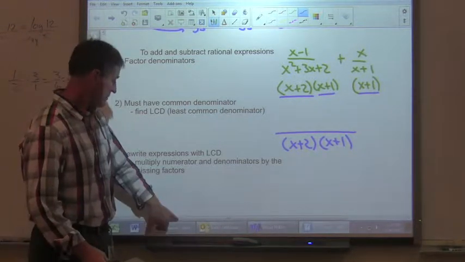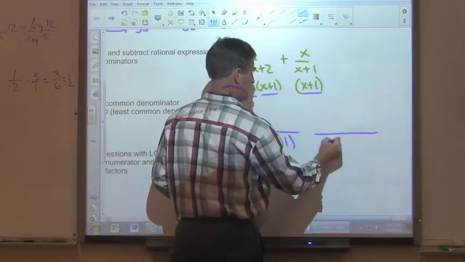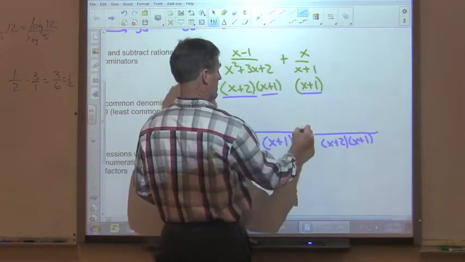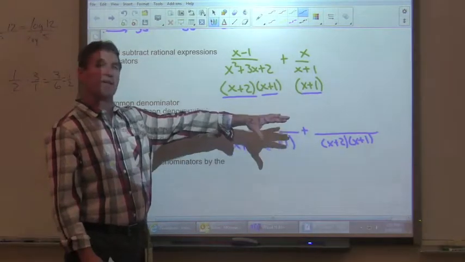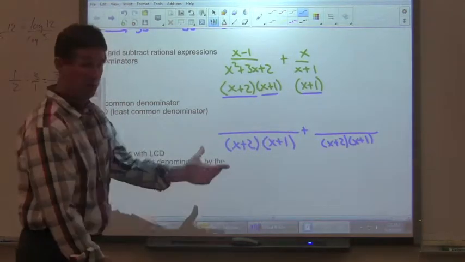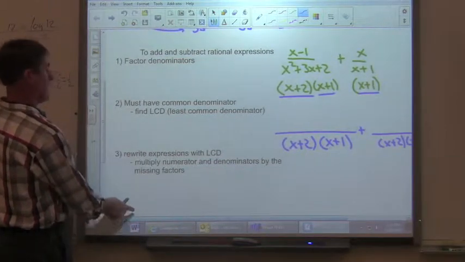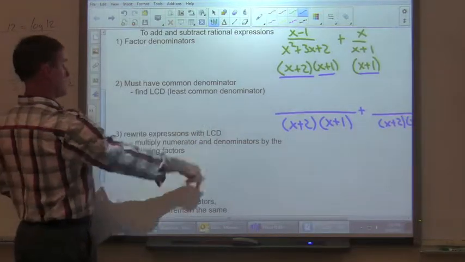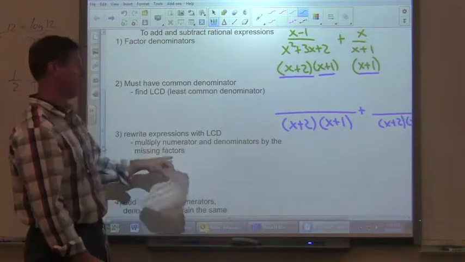A lot of times, the book will show it this way. They'll rewrite both fractions, and you can do that, and I'll show you in a second. I don't do that, and you can decide whichever way makes more sense to you. But now we've got the common denominator, so we rewrite the expressions with the least common denominator. It says multiply the numerators and denominators by the missing factors.